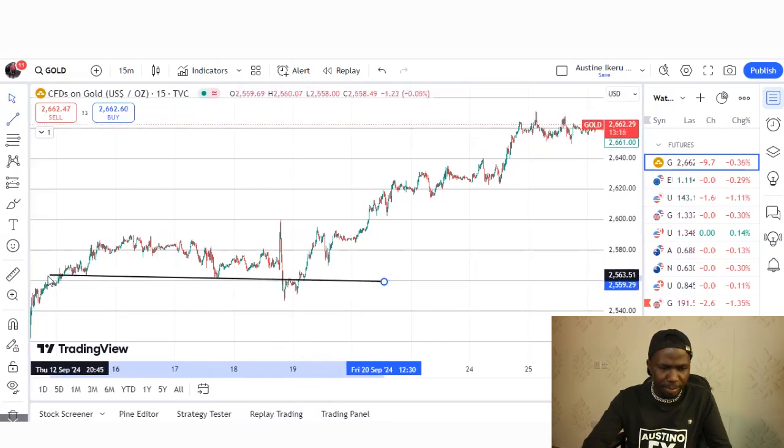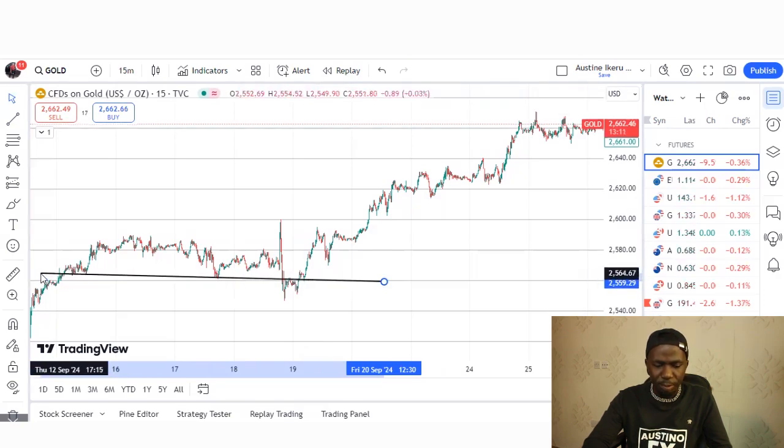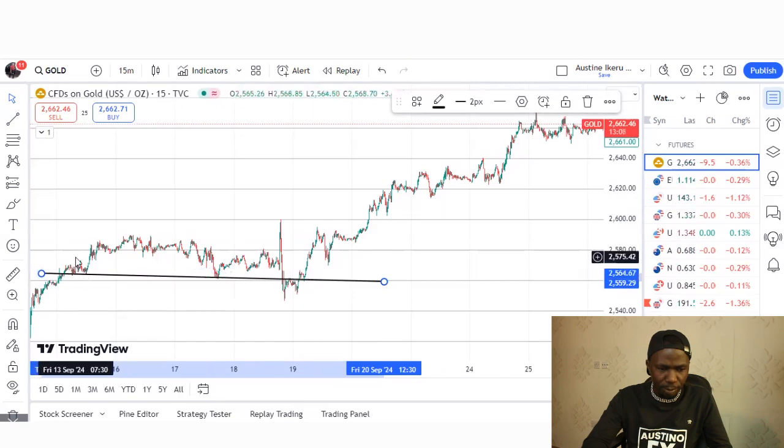This is where you're expected to take a buy trade when there is a pullback. So the market goes up, comes back, goes up, comes back, goes up again, comes back, goes up again, then came back again to test this level, goes up, comes down, goes up, comes down again to test this level, then finally started going up.